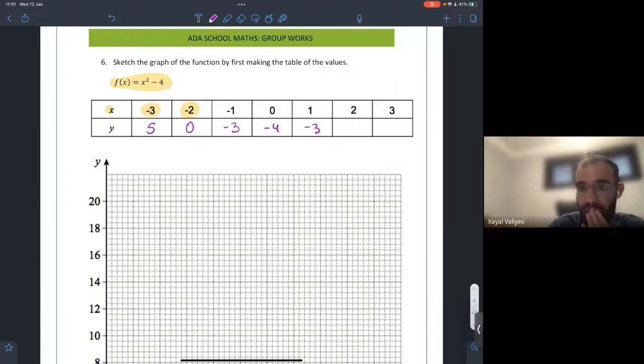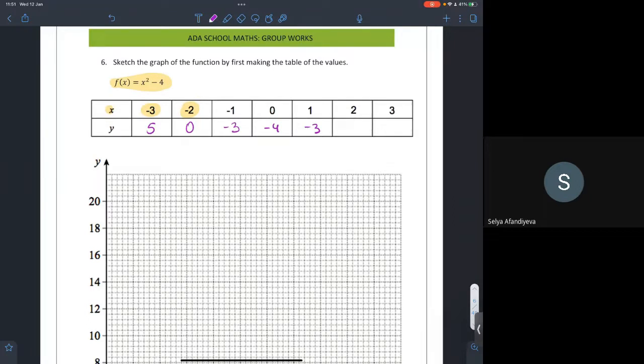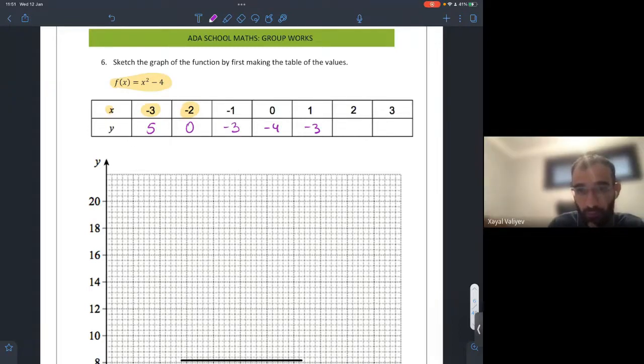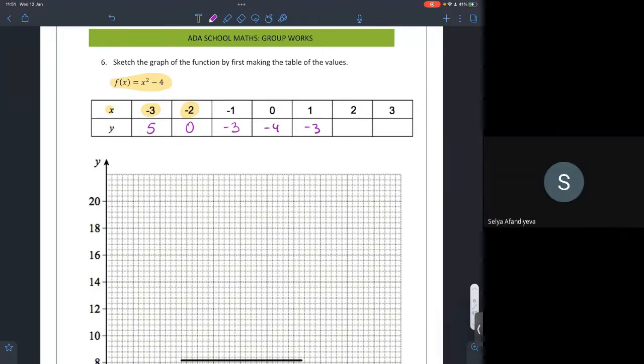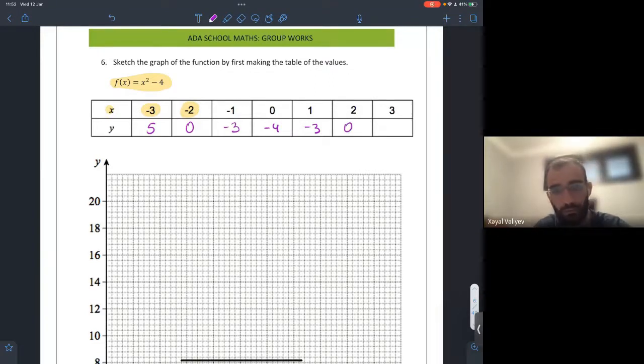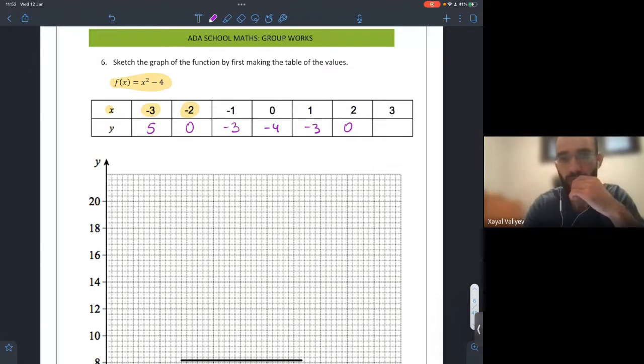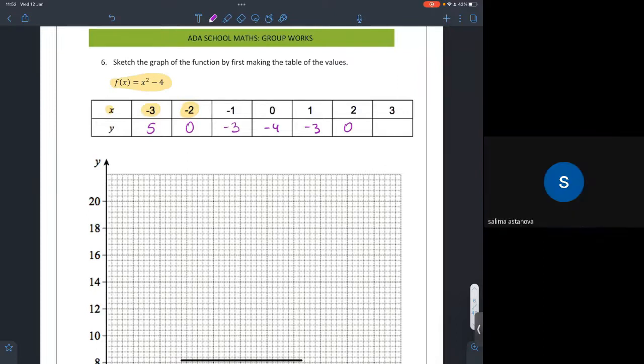Celia, at 2, it would be? Celia, are you here? Yes, mister. At 2, it would be what? It will be negative 2. Are you sure? Think about it one more time. 0. It would be 0. Irana, at 3, it would be? Salima, at 3, it would be? Yes, it will be 5.